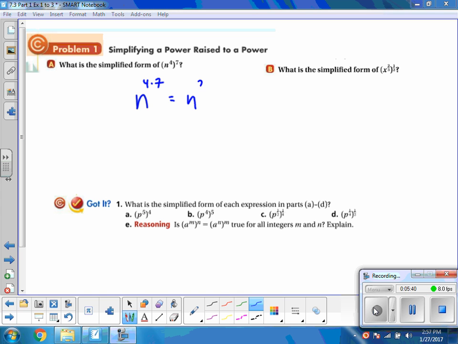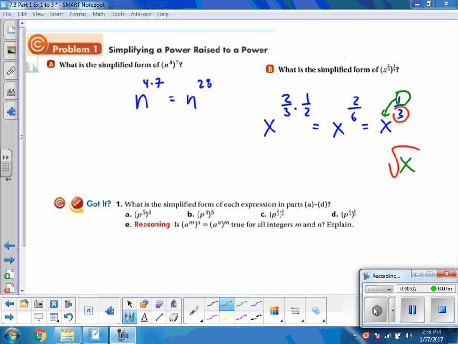So we've got n to the 28th. Simplified form of this, we have x, and we have 2/3 times 1/2. So I end up with x to 2/6. Oh, this looks like something we just did. So it's x to the 1/3 power, and just to keep showing a little bit, this is my exponent, so it's x to the first, and this is my root, so it is actually saying this. The cube root of x is really what that's saying. But this would be the answer I'm looking for. X to the 1/3 power.